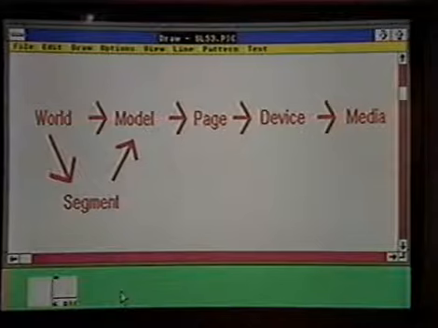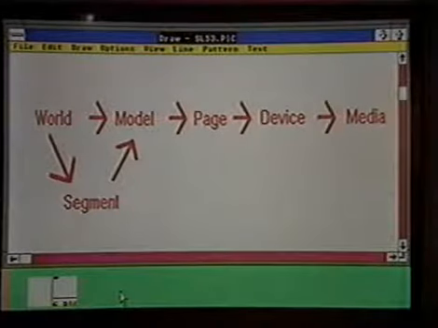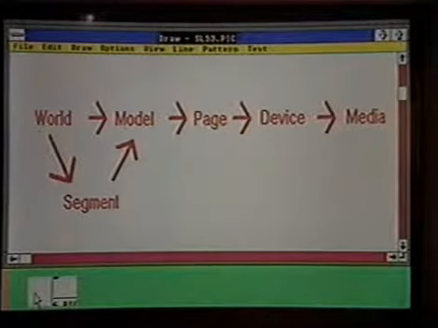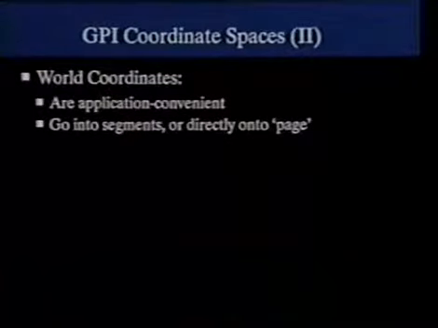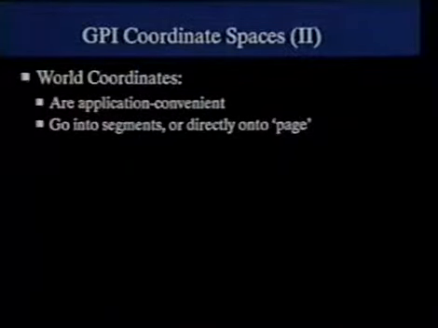The world coordinate to model coordinate system, then, as you can see on screen, involves a transformation of world coordinates into segments and from segments out of segments into the model coordinate system. World coordinates are those which are application convenient, and they either go directly into segments or they may go onto the page itself.